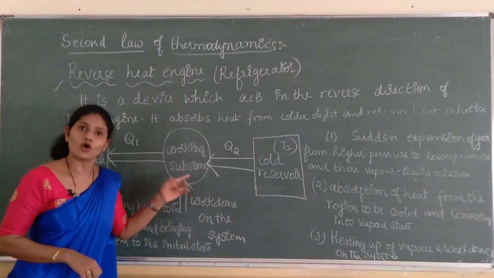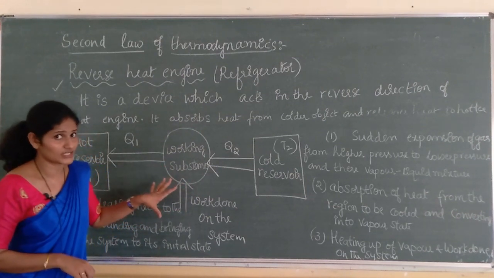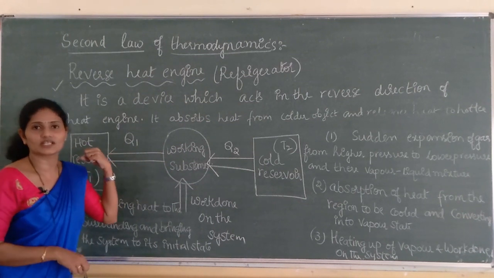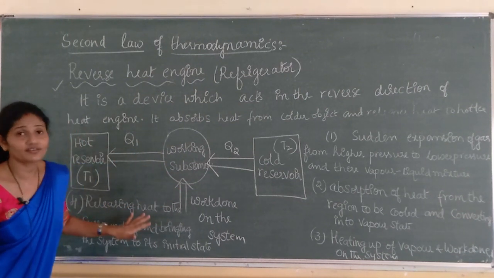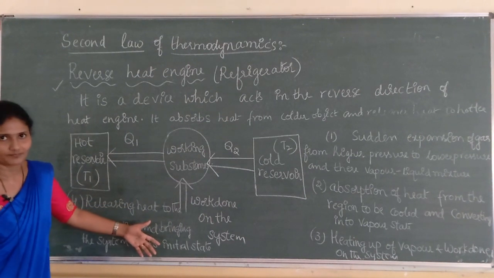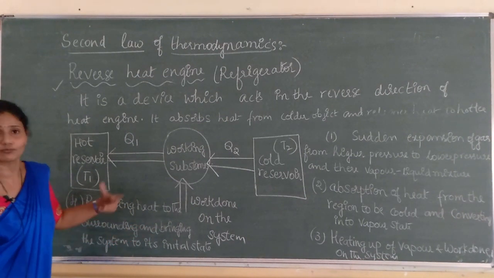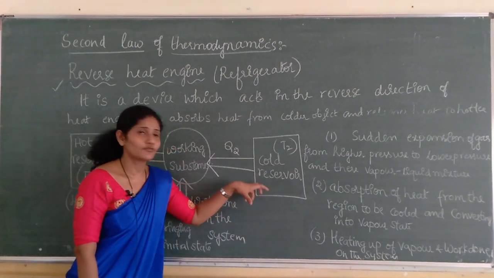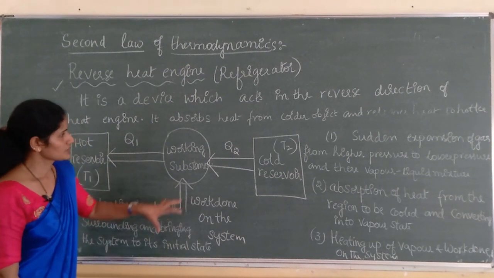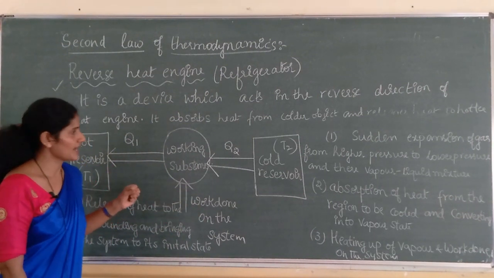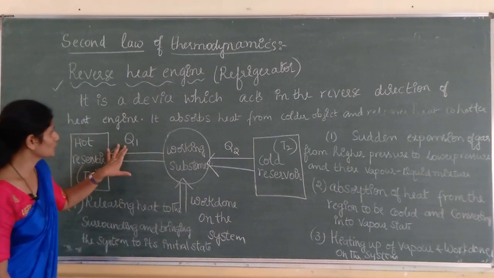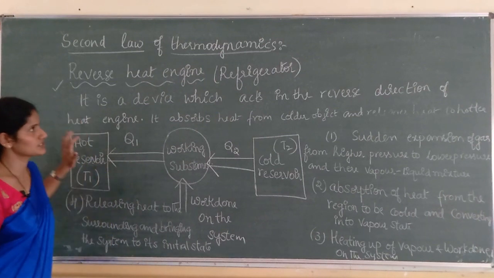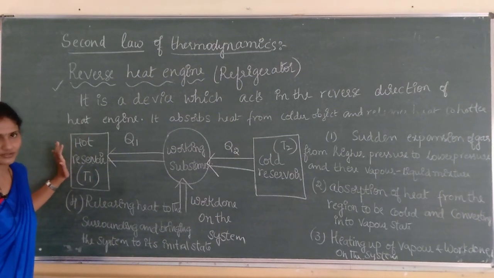So, always work is done on the system in case of refrigerator, reverse heat engine. Q2 is the amount of heat energy absorbed, Q1 is the amount of heat energy released to the hot reservoir. Here hot reservoir is nothing but the atmosphere, cold reservoir is nothing but the food. So, we are absorbing heat from the food and releasing it to the atmosphere. So, Q1 is the amount of heat energy released, Q2 is the amount of heat energy absorbed. So, this is the working of refrigerator.